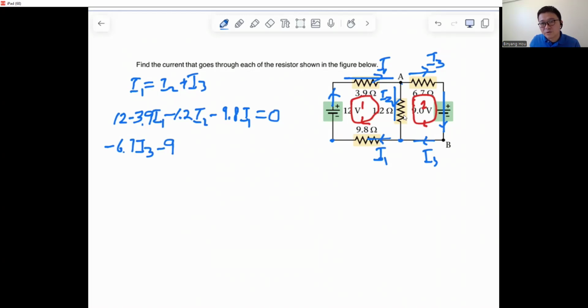Now this loop's direction is against current I2's direction. So remember this is I2, this is loop 2's direction, they're against each other, so that becomes plus 1.2 times I2. Then it goes to zero. So now you have those three equations. There are three unknowns in the equations. Three independent equations will give you three unknowns. So that's algebra, but let's take a look at this together.